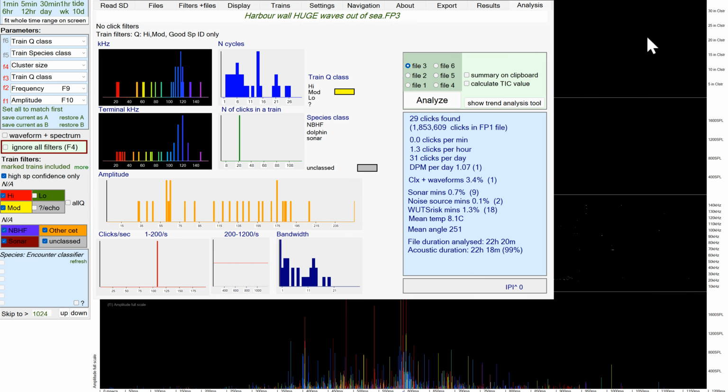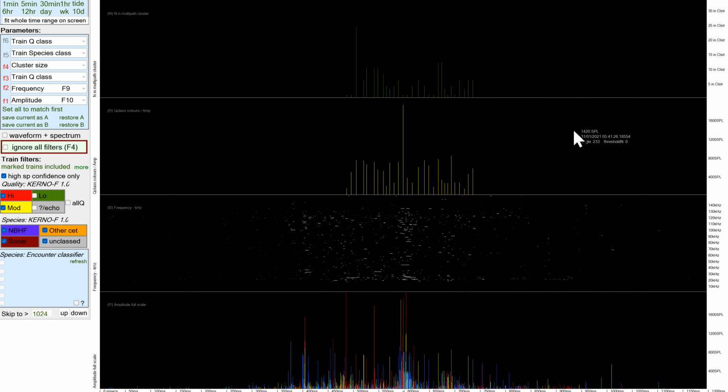This is horrible data. So this is the Kernow classifier getting it wrong, or nearly getting it wrong, actually. What we've got here is a burst of noise, and this is a click train that the classifier has pulled out, and it's given it the moderate quality classification. So it's moderately confident it came from a click train source, but it was actually wrong.